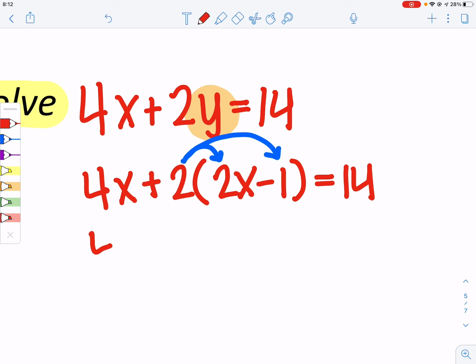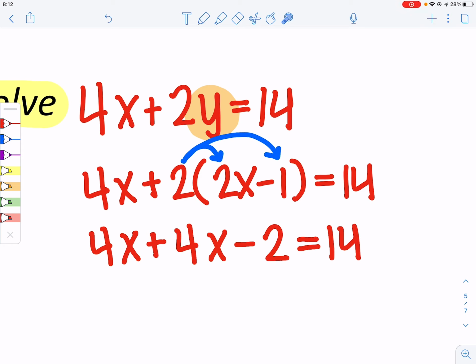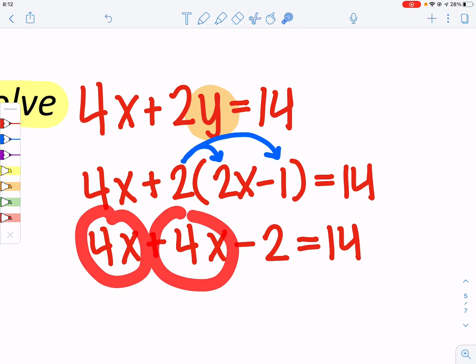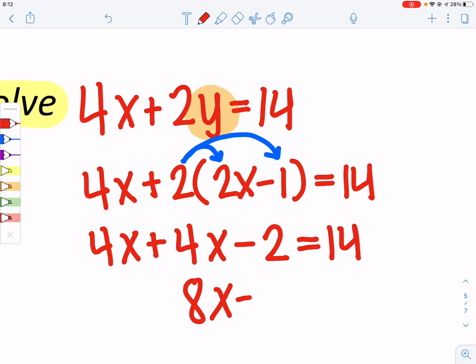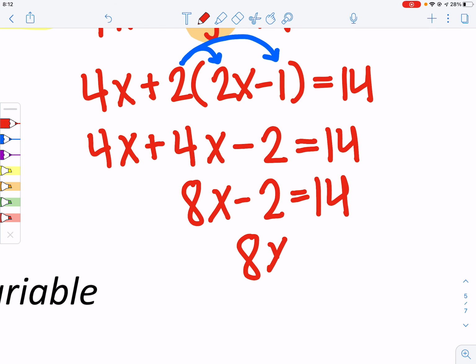Okay, when you solve for x, you have 4x plus 2 times 2 is 4, so that's 4x. 2 times 1 is 2, so there's minus 2 equals 14. Let's combine your 4x and 4x, so we now have 8x minus 2 equals 14. Add 2 on both sides. You have 8x equals 16. So then x has to be 2.